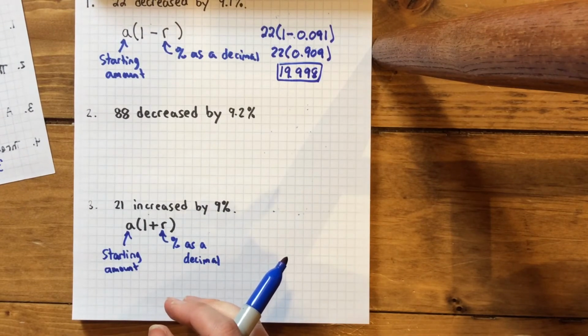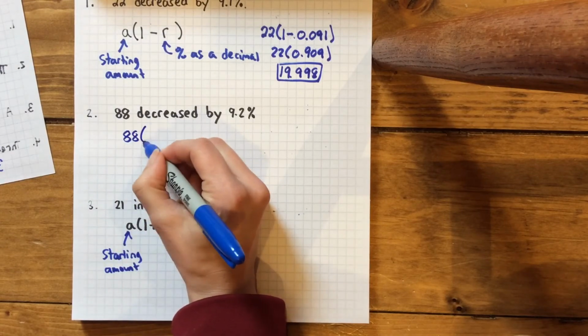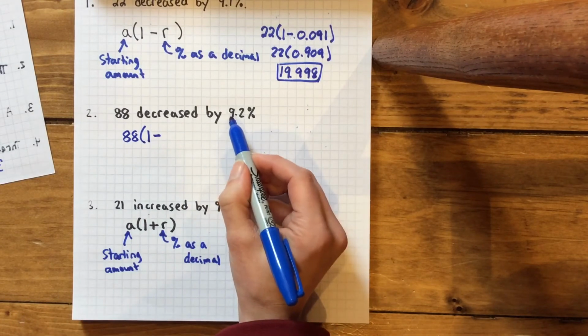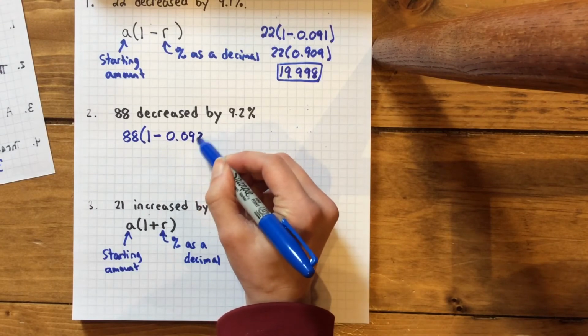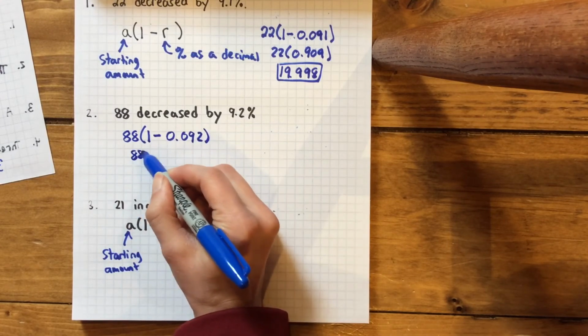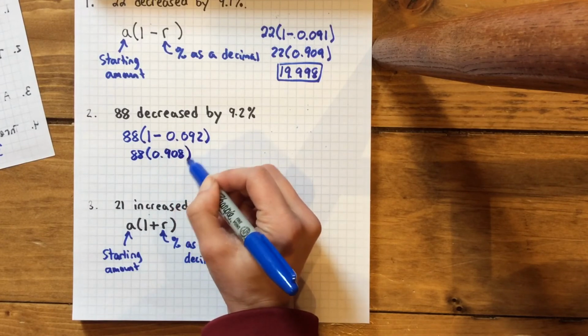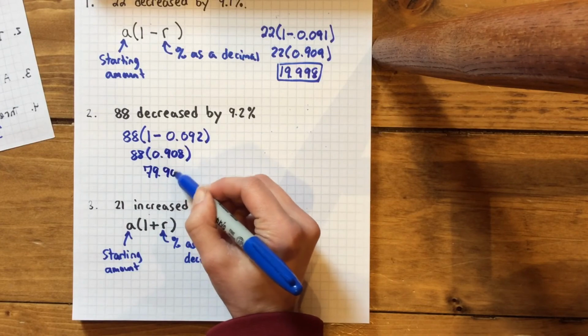88 decreased by 9.2%. 88 will be my starting amount. It's a decrease, so I'm going to use subtraction. 9.2% in decimal form is 0.092. So this becomes 88 times 0.908, which is 79.904.